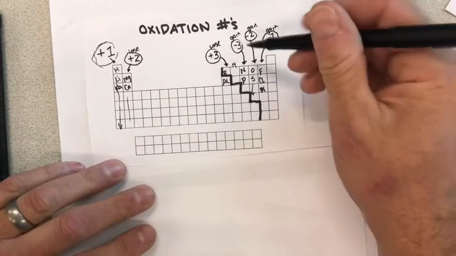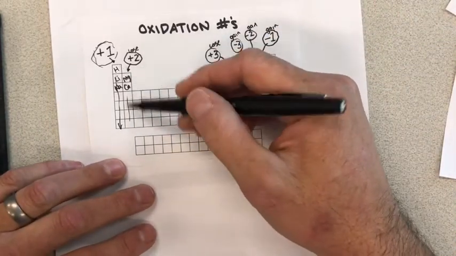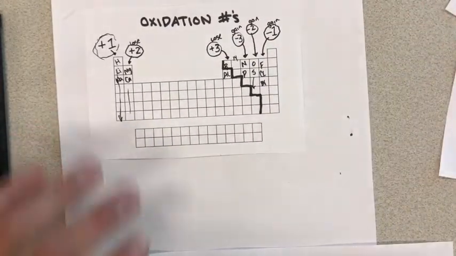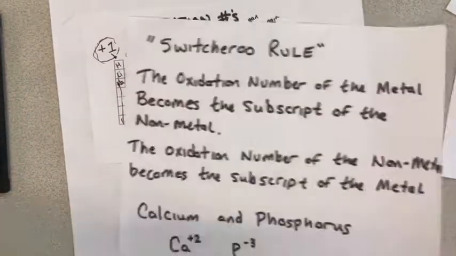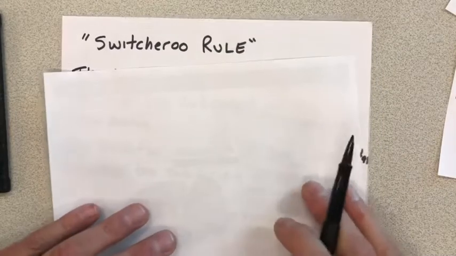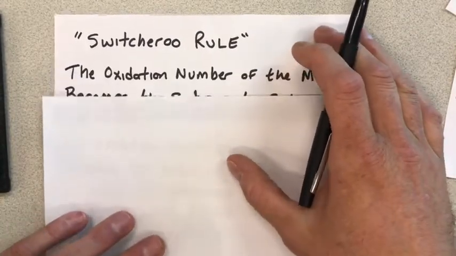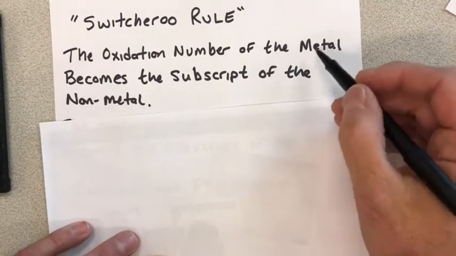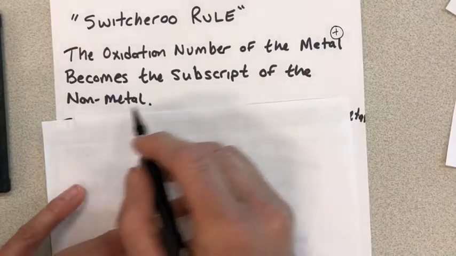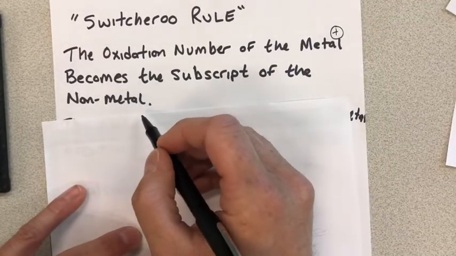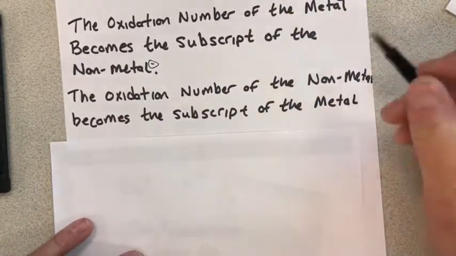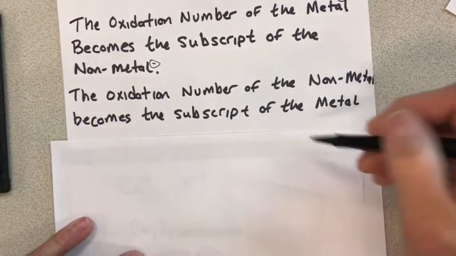Okay, so knowing the oxidation number of the element that you're trying to put into a formula is really, really, really important. And here's how those work. We follow something called the old switcheroo rule. The switcheroo rule is really, really easy to follow. The oxidation number of the metal, which is the positive number, by the way, becomes the subscript of the nonmetal, which is the negative part of the compound. And then the oxidation number of the nonmetal becomes the subscript of the metal.